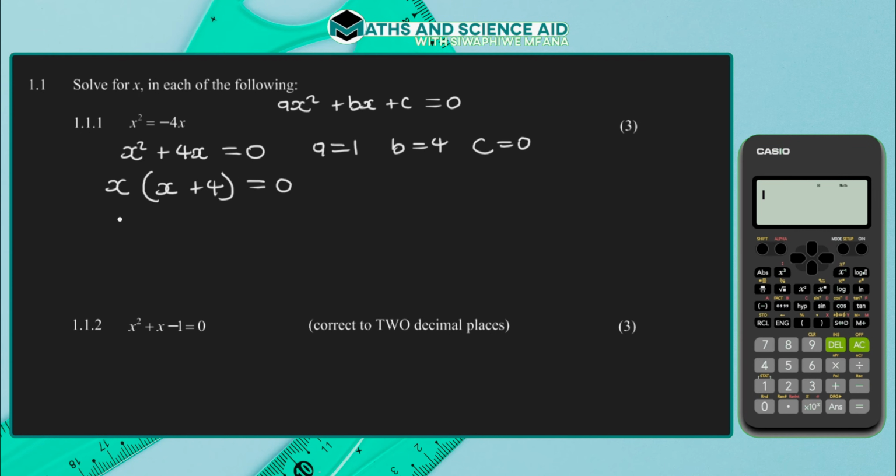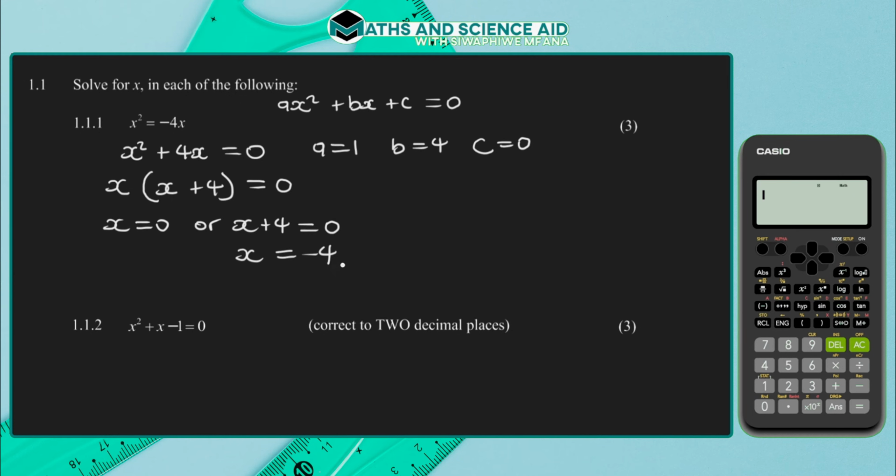And now after this, we can use the zero product law, which tells us that we can say x is equal to 0 or x plus 4 is equal to 0, okay? Which means that x here will be equal to negative 4. And so these are the two values of x for this quadratic equation. And whenever you have a quadratic equation, you must always expect to get two values of x.